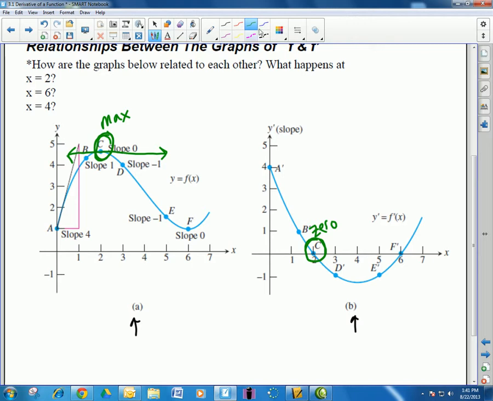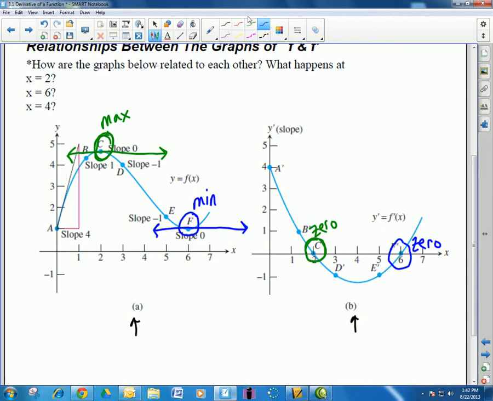So now, let's look at x equals 6. You're looking at this point and that point. Kind of the same thing, right? Except now here you've got a minimum happening, and here you've got a 0 happening. Instead of a max, you got a min, but again, you have a horizontal tangent right there. Horizontal tangents, those lines have a slope of 0. And again, this graph goes through 0.